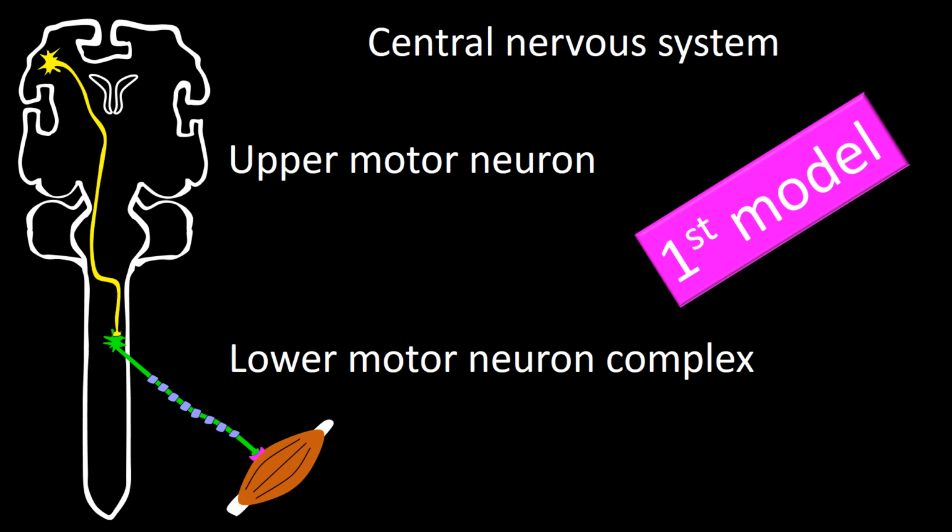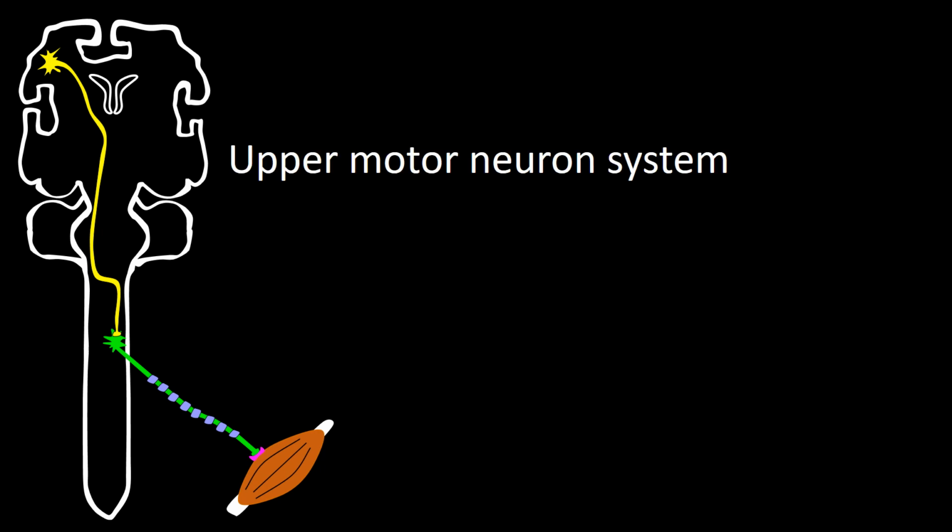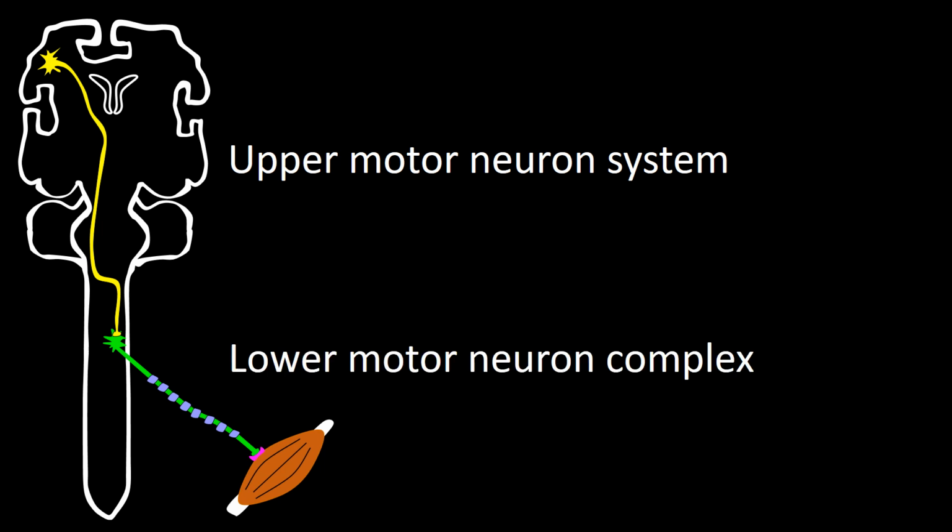This representation was the first model used to explain movement based on the upper and lower motor neuron concept. But though useful, it was not capable of explaining many conditions seen in everyday clinical practice. So changes were made. Instead of talking about upper motor neuron, we talk about upper motor neuron system. And instead of talking about lower motor neuron complex, we talk about lower motor neuron system. I will start by further describing the upper motor neuron system.